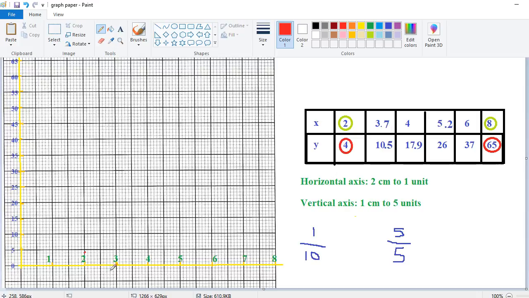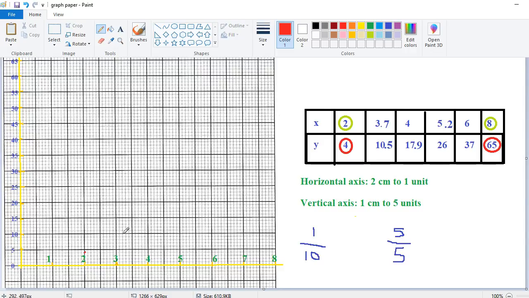Now 3.7, remember we found out that each small block represents 0.1. So 3.7 would be, here's 3, so here would be 3.5, 3.6, 3.7. So 3.7 would be here along this line. And it's 10.5, remember on this one we got that each small block represents 1.